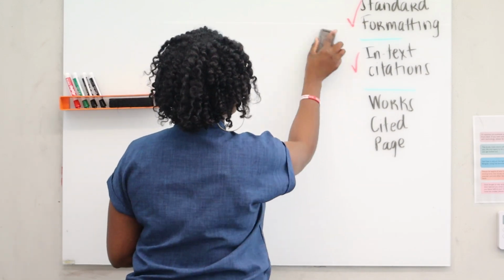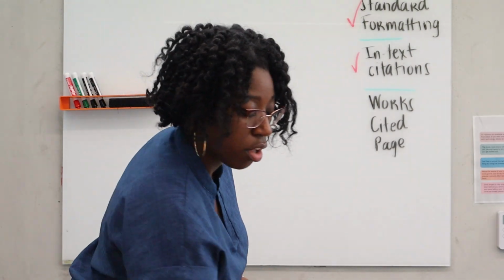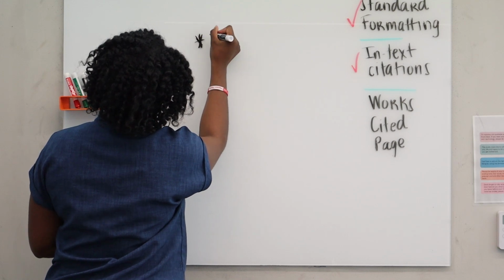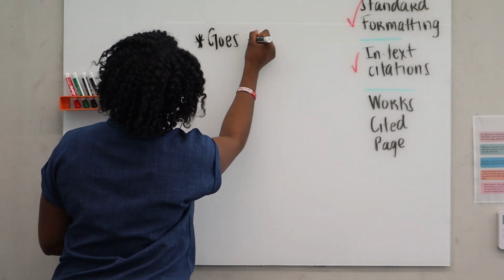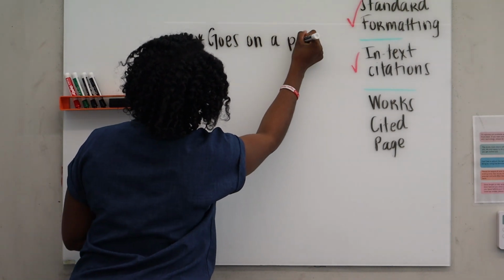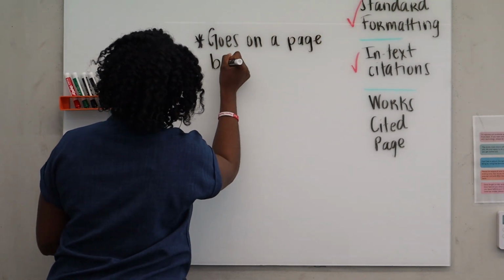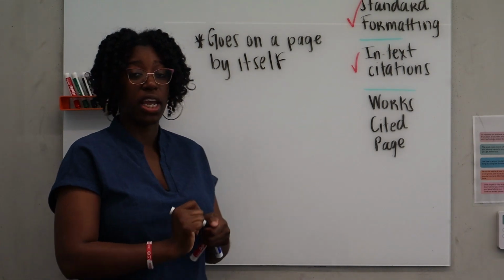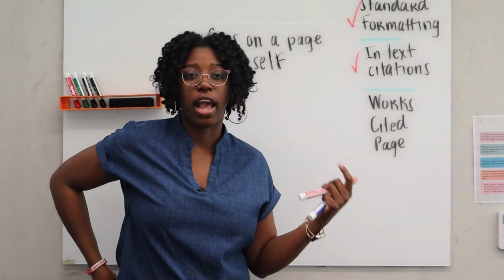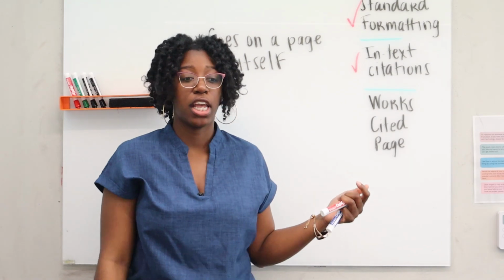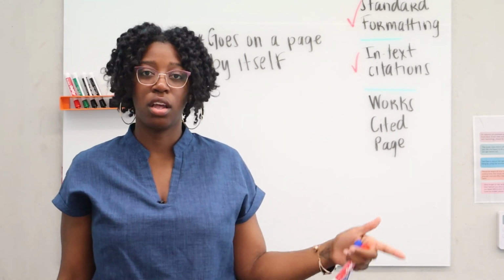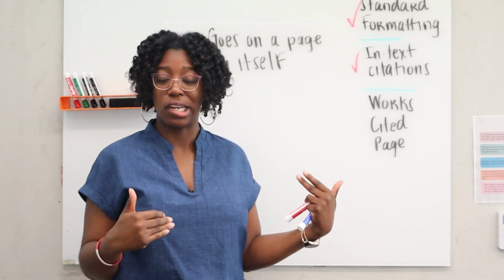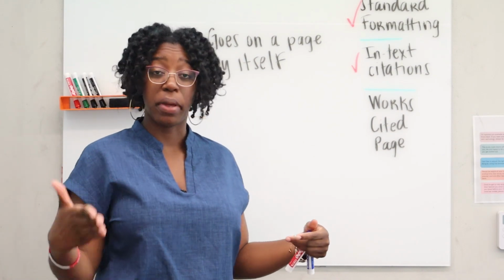Now for your works cited page. Your works cited page will go on a page by itself. This is very important. Your works cited page is never going to be a part of your actual content. So if an assignment is 2 pages long, your works cited does not count in that 2 pages. You should have 2 pages of written content, and then your works cited will be your 3rd page.